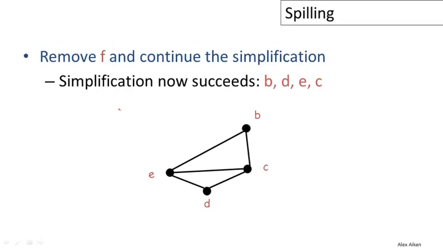So what we'll do then is remove F from the graph just like before, and then continue with our simplification. And this will now succeed because once we remove F from the graph, several of the nodes have fewer than 3 neighbors. B and D both only have 2 neighbors. Once they're deleted, E and C will only have 1 neighbor each, and so clearly coloring will now succeed. And here's one order that will succeed with this reduced graph.